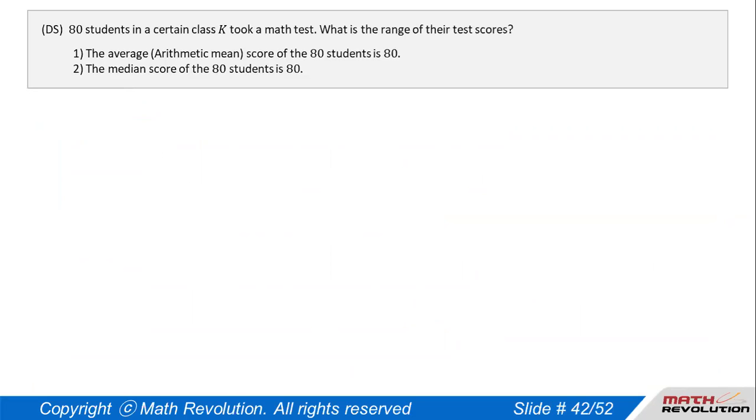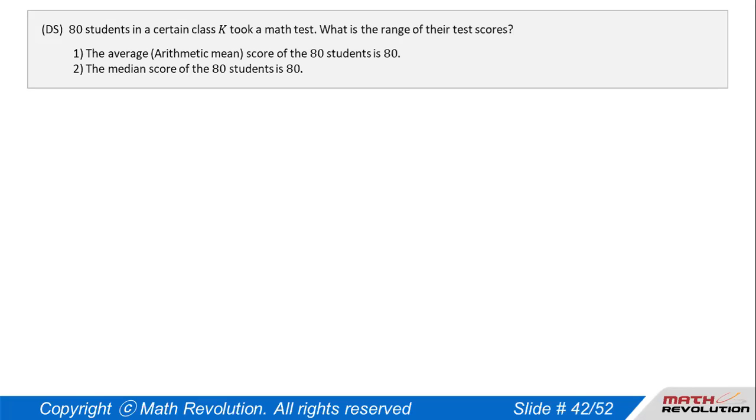80 students, the total number is 80. In a certain class K, that's a particular entity that is given, they took a math test. What is the range of their test scores? Now, do I have the numbers of these 80 students with me? I don't, right? But let's see what my condition says. The average score of the 80 students is 80, okay? So let's say all 80 students got 80. So my range becomes 0, but that is one of the possible cases.